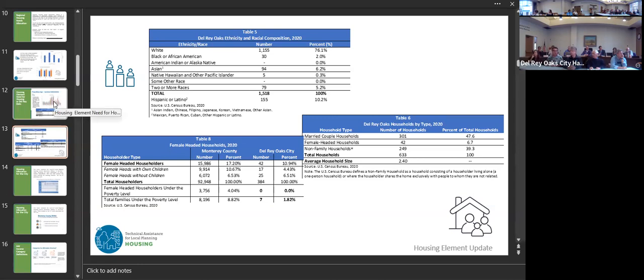Can't read what that says, but I think it's pretty consistent with what I just said. My printout was a little small.